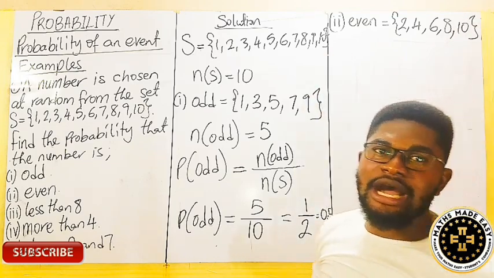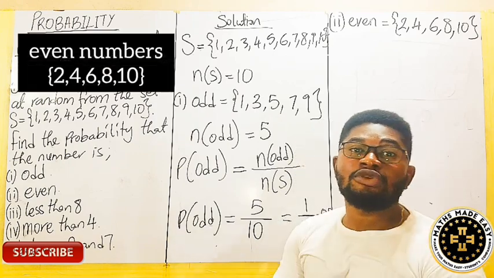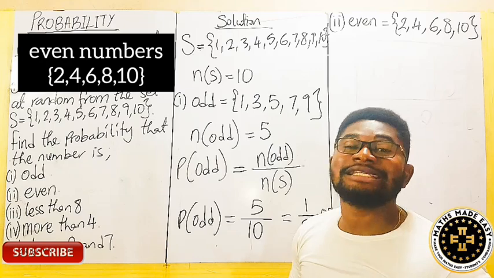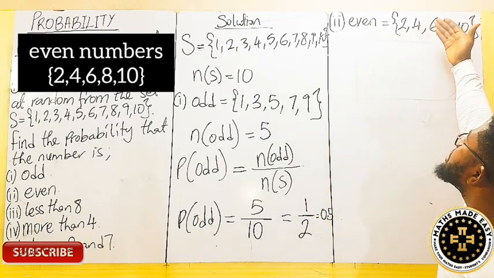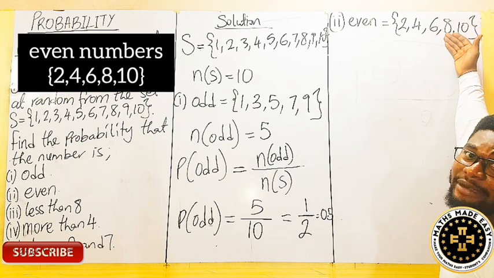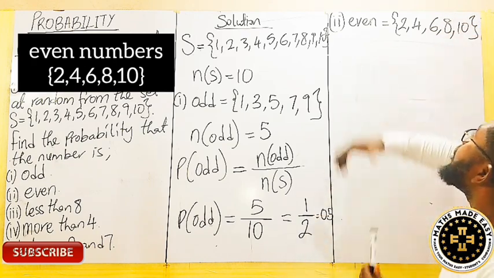The even numbers are the numbers that are divisible by 2. If an odd number is not divisible by 2, then an even number is divisible by 2. So 2 can be divided by 2, 4 can be divided by 2, 6 can be divided by 2, 8 can be divided by 2, and 10 can be divided by 2. So they are even.